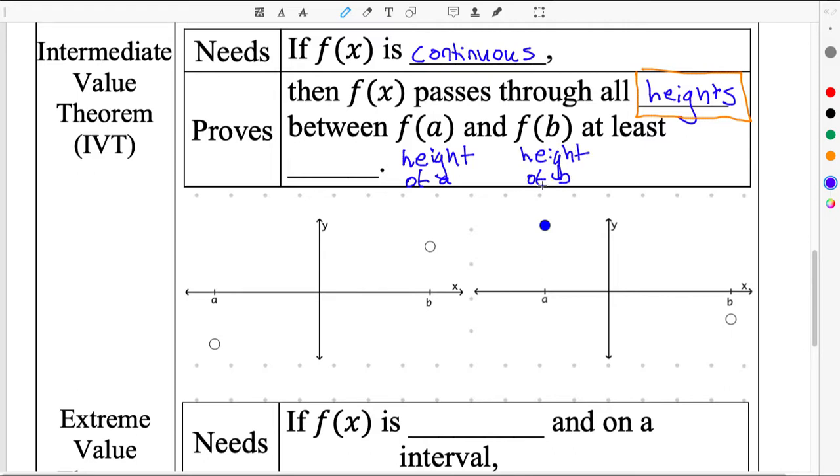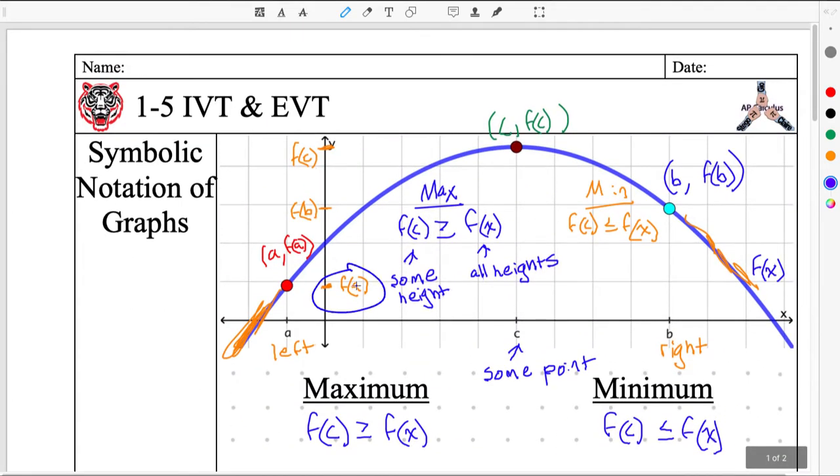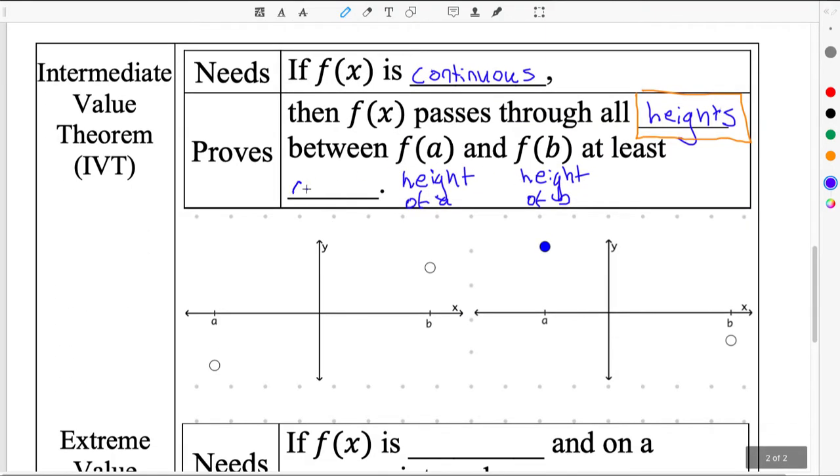And even before I reveal the last word, height of a and height of b, that means height of a right there, height of b right there. Between those two heights, it passes at least once. Wow, Gio. Good job, Gio. I'm just kidding. And that logically makes sense once we think about it more and more.